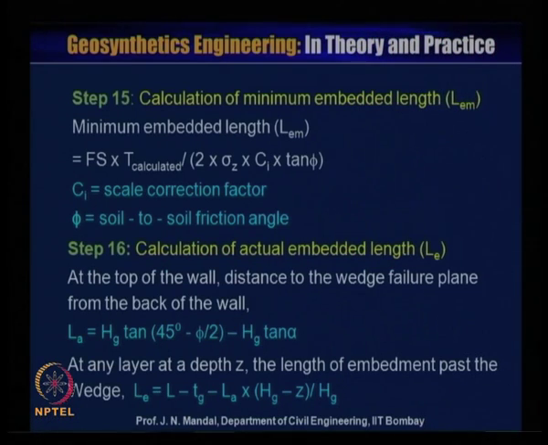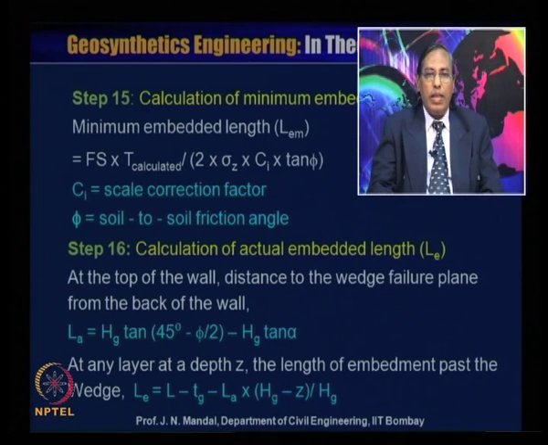Step 15, calculation of minimum embedment length, that is LEM. So LEM is equal to Fs into T calculated divided by 2 into sigma z into Ci into tan phi, where Ci is the scale correction factor and phi is the soil friction angle. So if you know Ci, phi, and sigma z, you can calculate LE minimum from this equation.